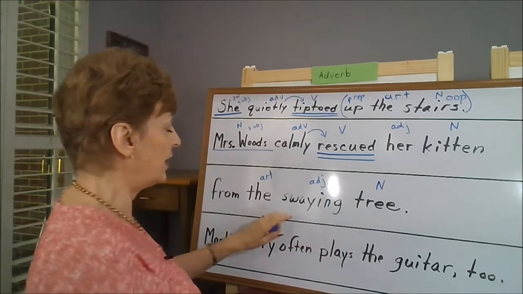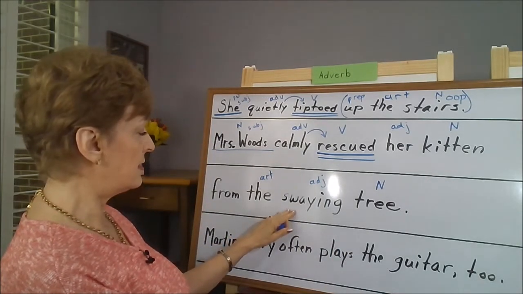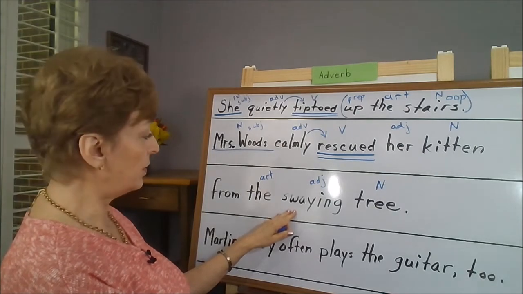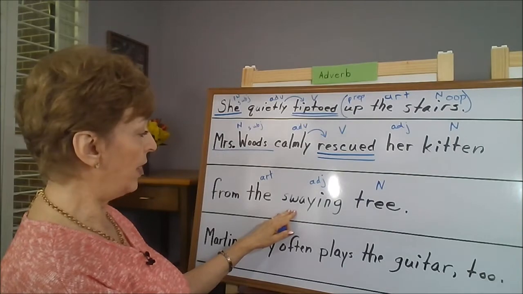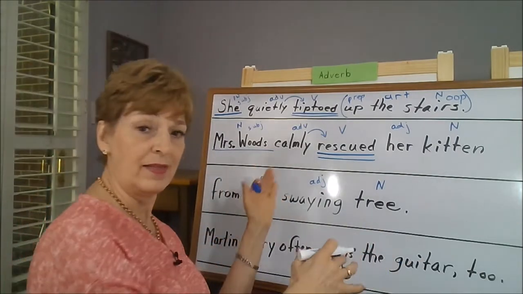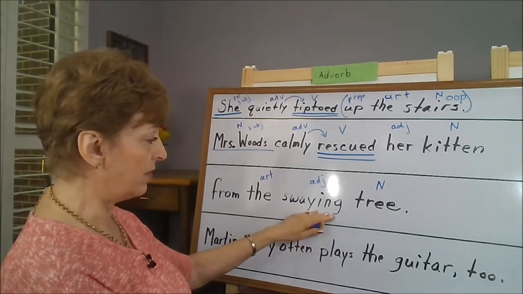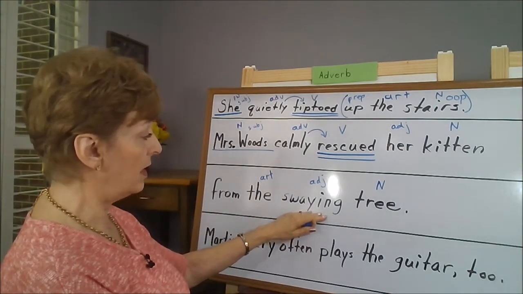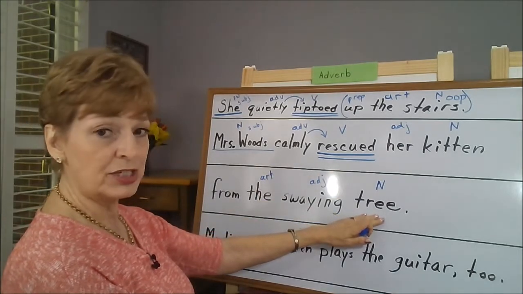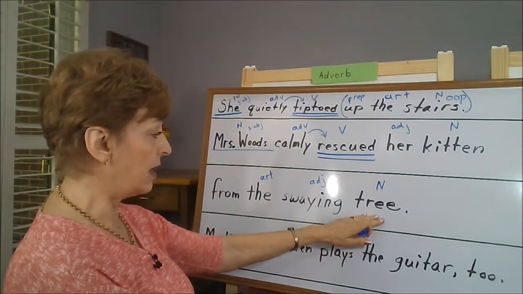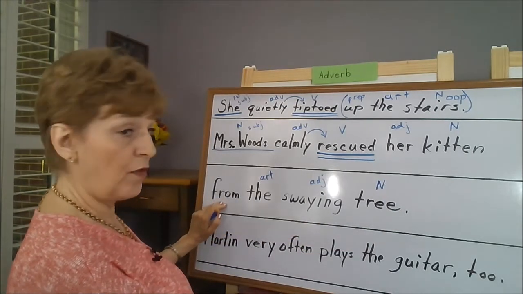This is a little different. I don't think I've mentioned this to you before. This is a participle. Usually, you think of a participle as being a verb part, because you can sway. That's a movement, it's an action. But in this case, the ing form of this verb is now functioning as an adjective to tell you something about the tree. So the only thing left is from.